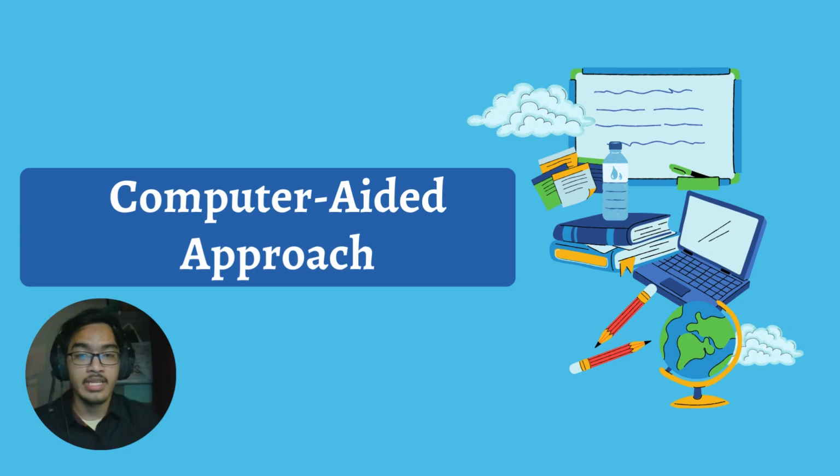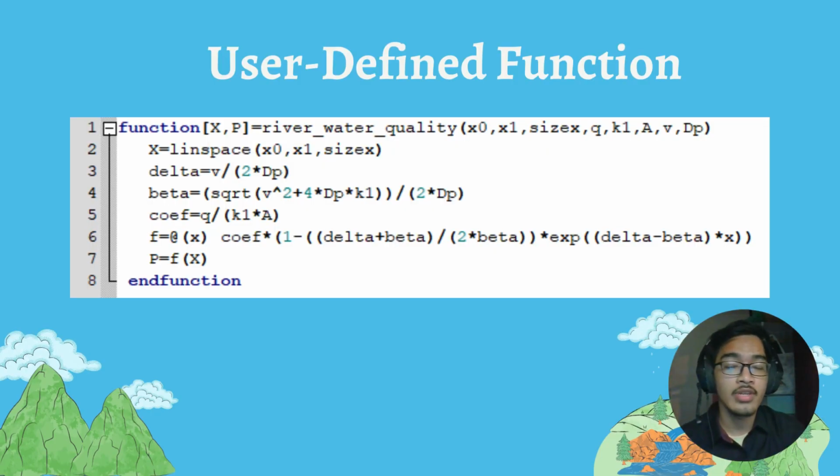Assalamualaikum, I am Abdurrahman bin Azman with matric number 2112221. We will continue the presentation with the computer-aided approach to find the solution. To solve our differential equation, we use the programming tool called Octave, and this is our user-defined function of the river water quality problem from the model before.